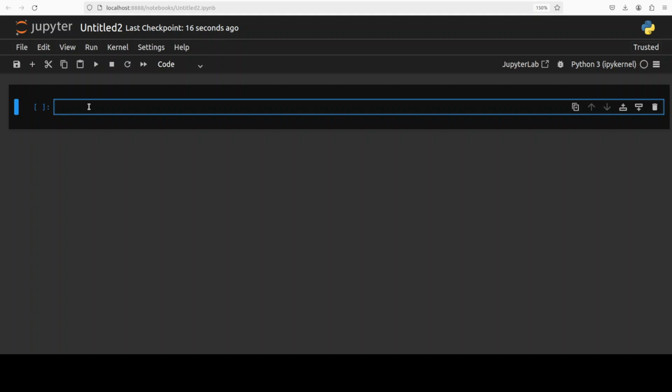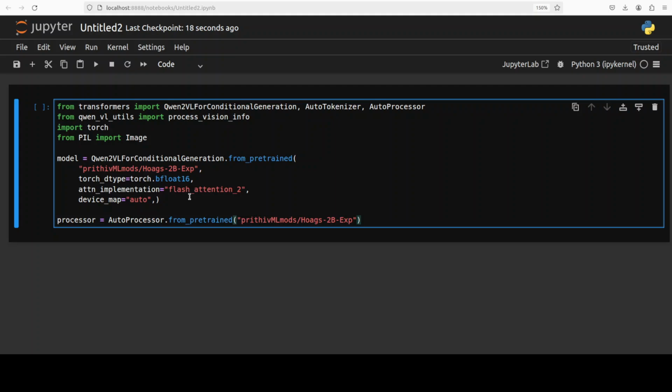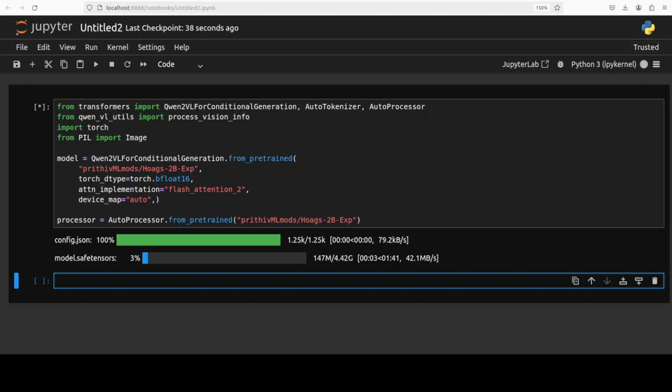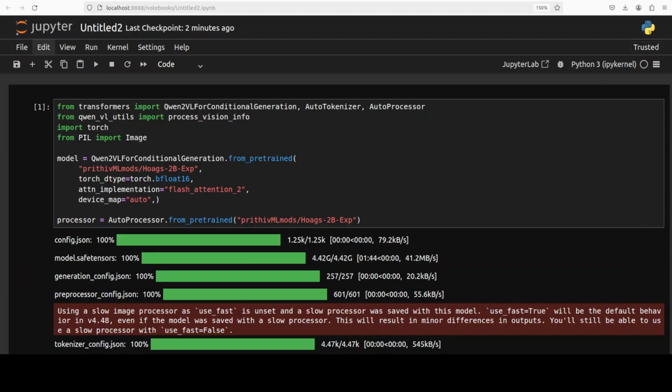And now let's download the model. As you can see, I'm also using flash attention. If your GPU doesn't support flash attention, you can just skip this line. And the model is being downloaded, just like in the style of that base model. The size is just one tensor under 4.5 gig, so let's wait for it to get downloaded. And the model is downloaded.